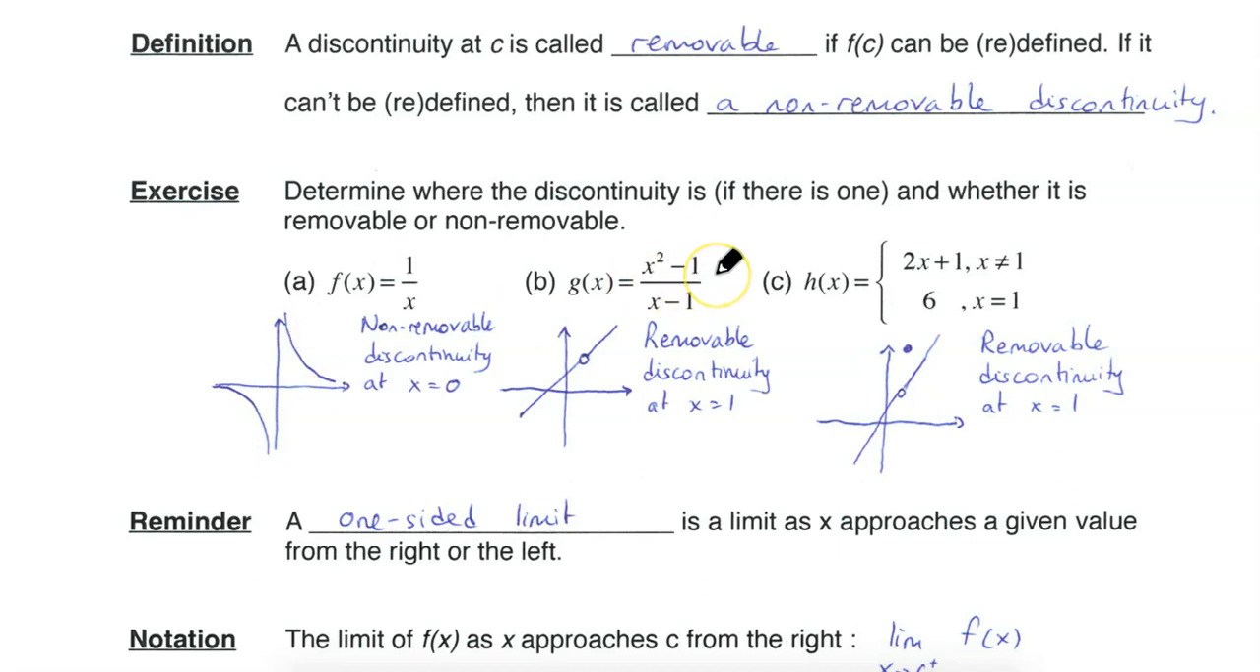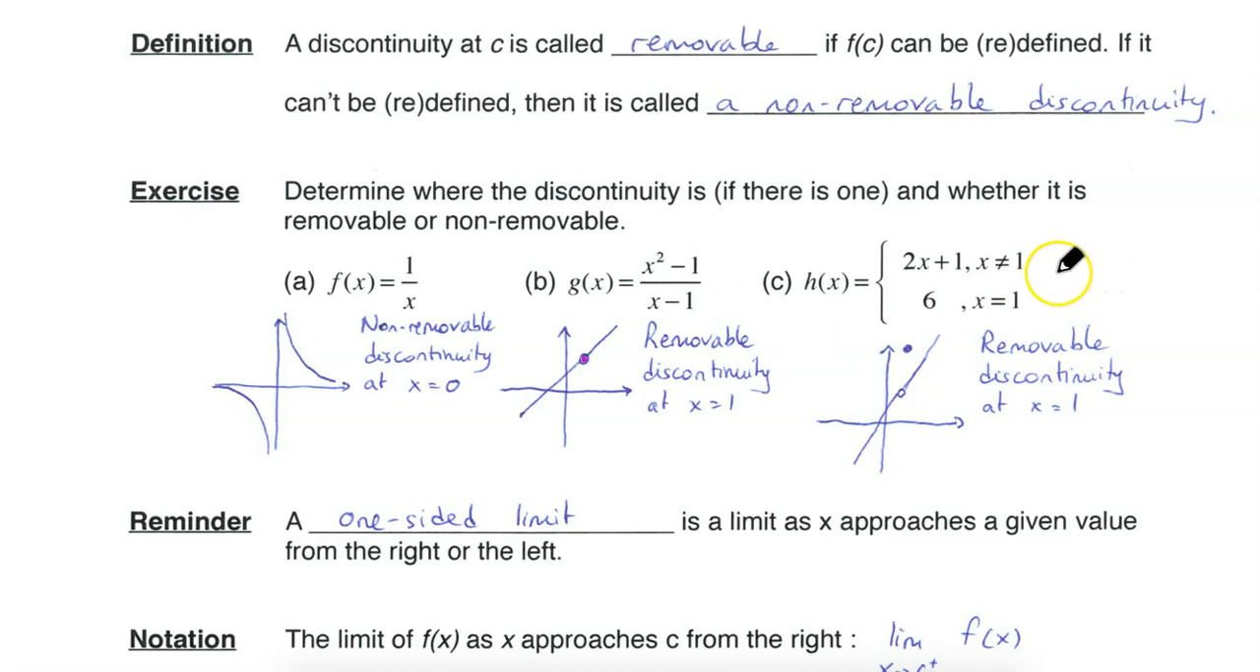However, in example B, we have a removable discontinuity. You might be able to recognize that this is almost like the function y equals x plus 1, except that there is a hole at x equals 1. Now I can, with my superpower, just add the point and fill in the hole. And now that I've done that, this function would be continuous. So that is a removable discontinuity.